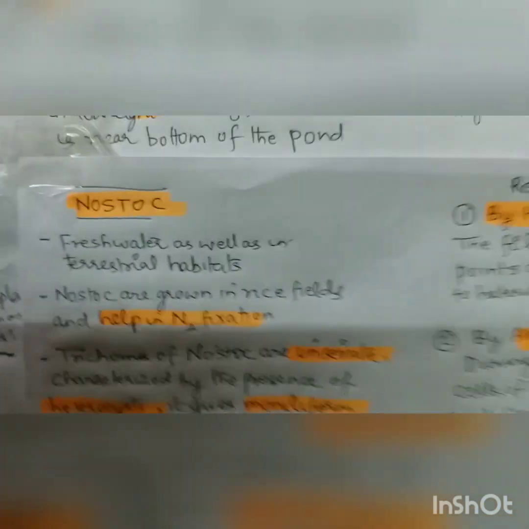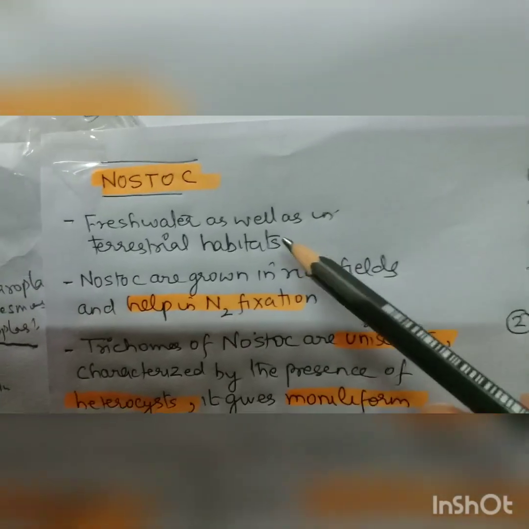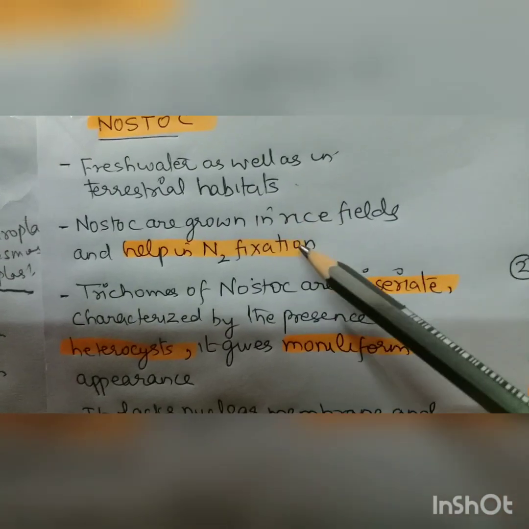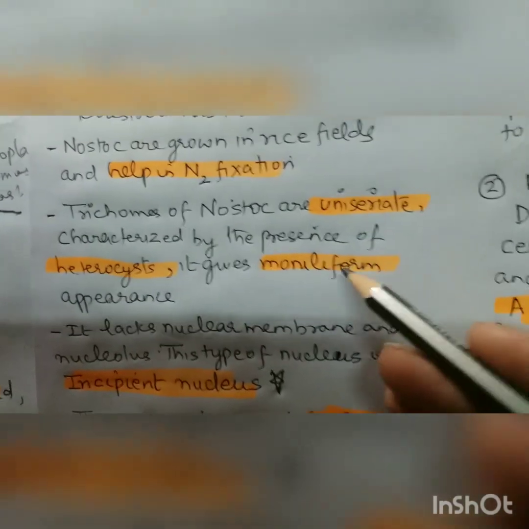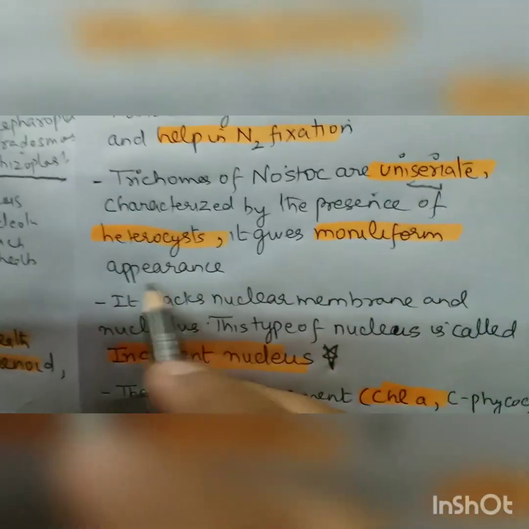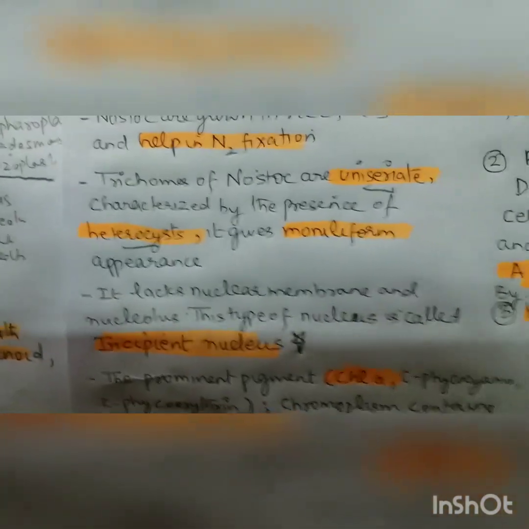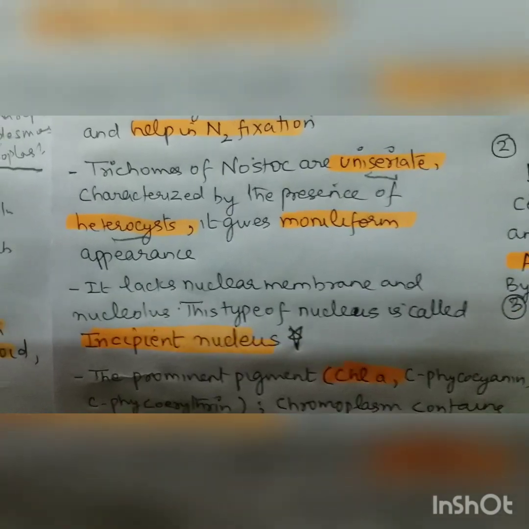Now we are coming again to Nostoc. Nostoc is found in freshwater as well as terrestrial habitats. Nostoc grows in the rice fields, and the trichomes of Nostoc, which I already told you, are uniseriate, right? Characterized by the presence of heterocysts, which I told you are terminal as well as intercalary, and gives a beaded appearance, that is moniliform appearance.